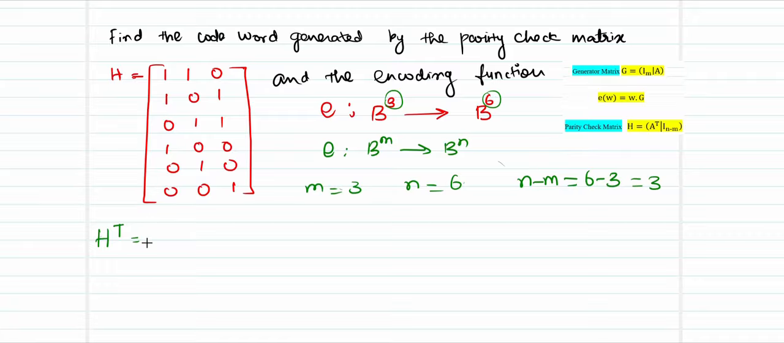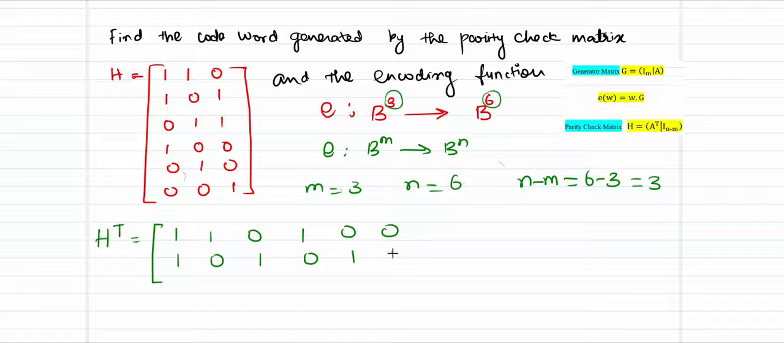So keep in mind, my dear friend, whenever you have more rows than columns, flip your matrix using the transpose, so that you will have 1, 1, 0, 1, 0, 0, 1, 0, 1, 0, 1, 0, 0, 1, 1, 0, 0, 1 to be your H transpose, and this now becomes my base for this encoding.